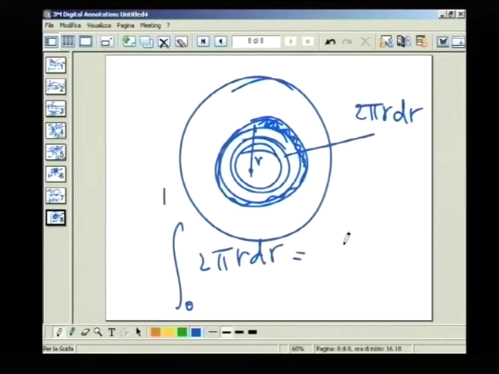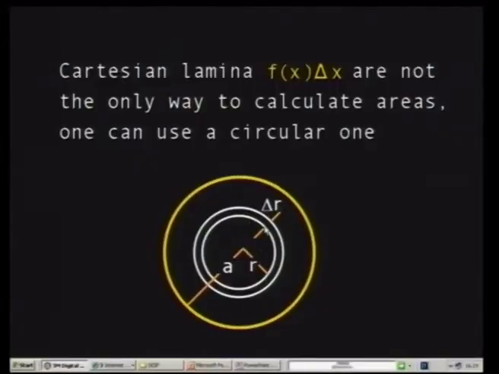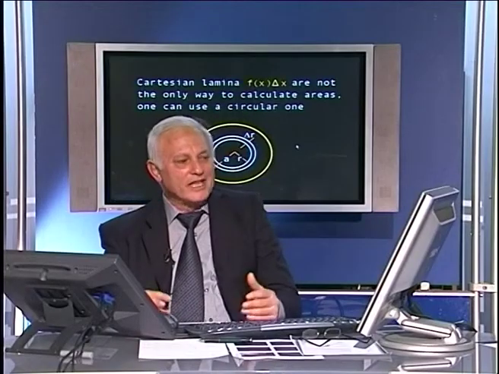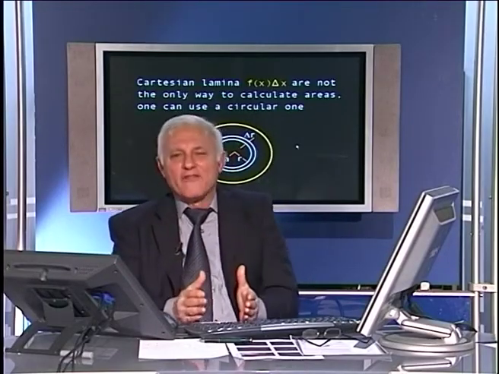What you get here is pi r squared, and from 0 to 1, you get pi as well. So this is another way of doing it. In other words, you have a circular disk, and the perimeter is 2 pi r times the r, and when you integrate with respect to r, you get the area of the circle. So there is no one single way of carrying out an integral.